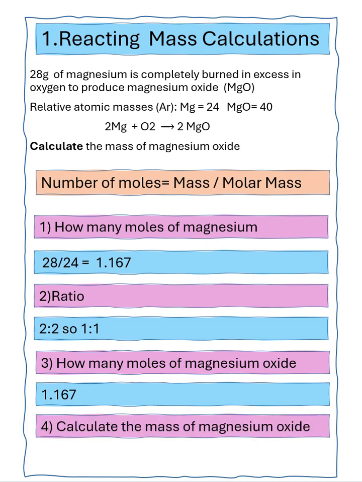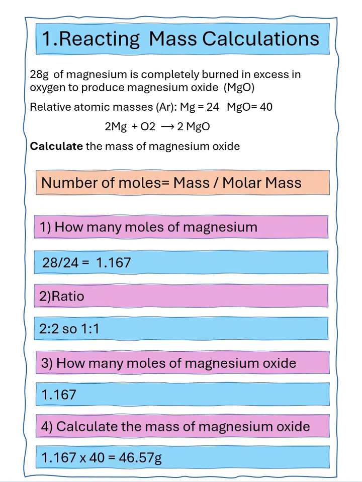Finally, we need to calculate the mass of magnesium oxide, again using the formula. The mass of magnesium oxide is the number of moles multiplied by the molar mass, and the molar mass of magnesium oxide is 40. So it's 1.167 times 40, which is 46.57.